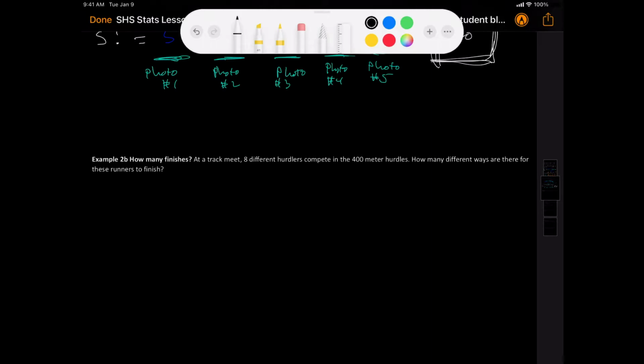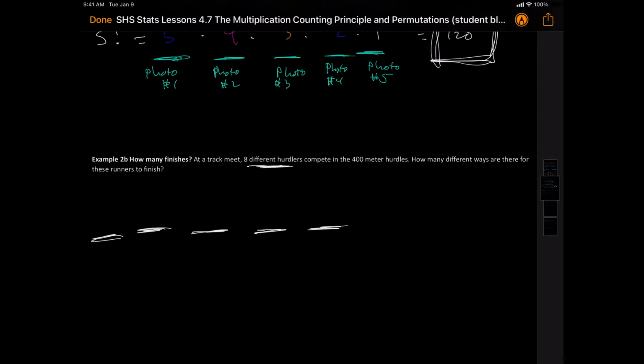How many finishes? At a track meet, 8 different hurdlers compete in a 400-meter hurdles. How many different ways are there for these runners to finish? Okay, so there's 8 different hurdlers. So I have, and essentially this is runner number 1, number 2, runner 3, 4, 5, 6, 7, and number 8. So each of these blanks here represents a runner.